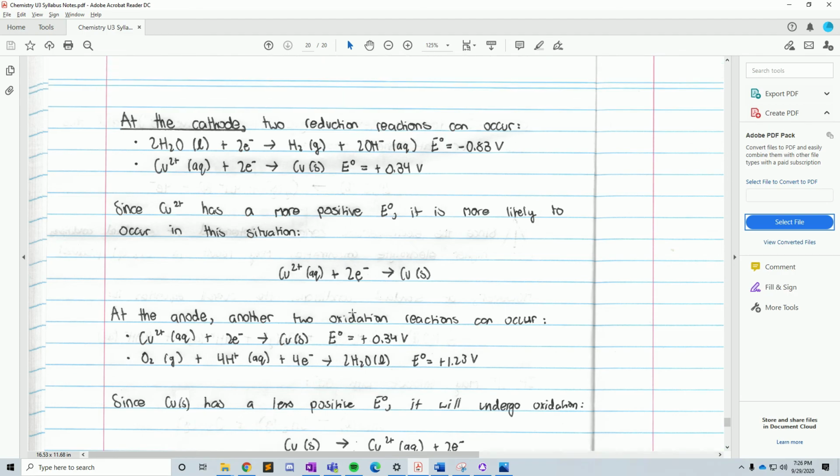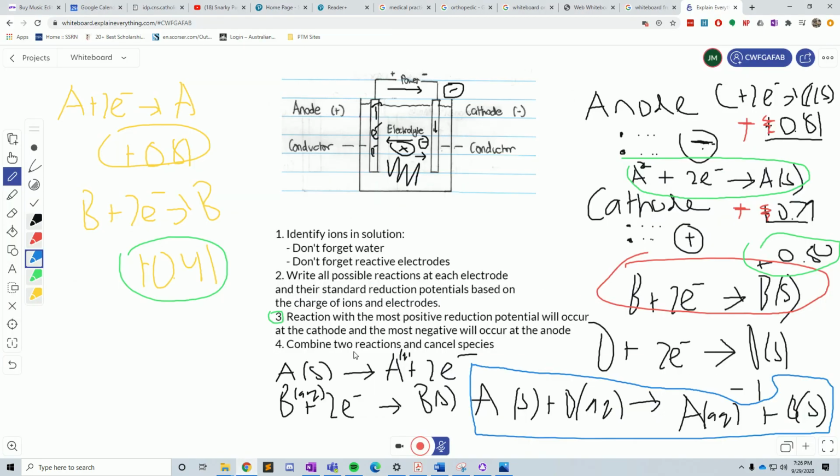So I hope that cleared up electrolytic cells. Again, just one recap. In electrolytic cells, the anode is positive, the cathode is negative. Oxidation always occurs at the anode, reduction always occurs at the cathode, just as in a galvanic cell. And when you want to identify what's happening in an electrolytic cell, you identify the ions in solution, you write all possible reactions at each electrode and their standard reduction potentials based on the charge of ions and electrodes. Then the reaction with the most positive reduction potential will occur at the cathode, and the most negative will occur at the anode. And then you combine the two reactions and cancel species if it's useful to do so.